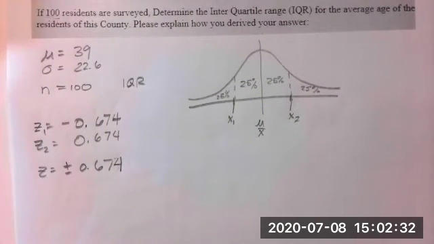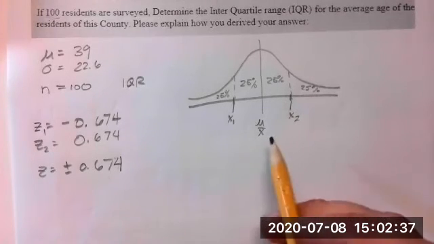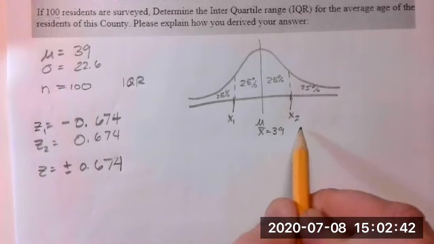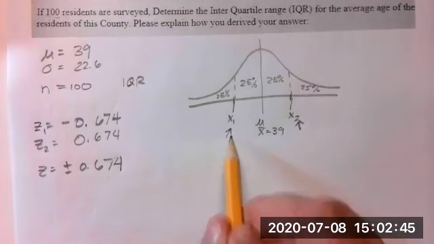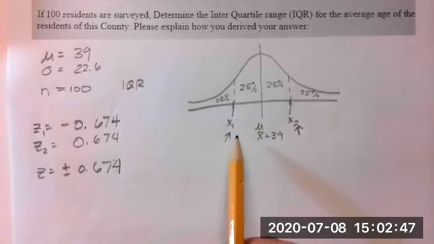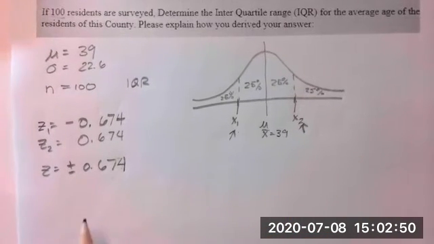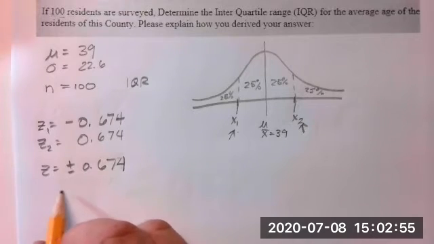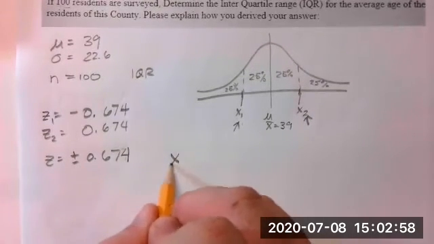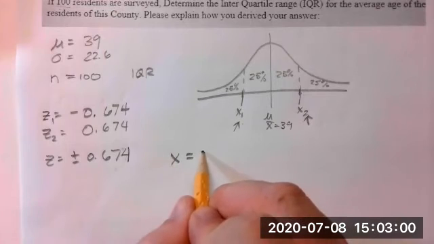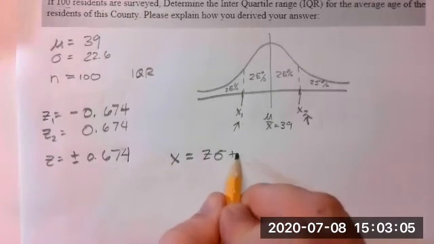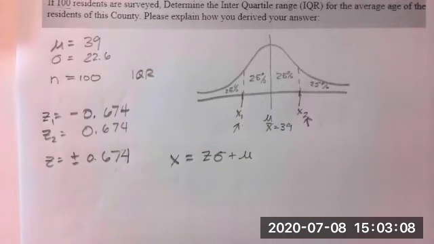Now we need to find the values that correspond to our data. We know that our average value here is 39, so we need to find the ages that correspond to these two values. We need to find x1 and x2. To find those, I can use the formula that says my x is equal to my z value times the standard deviation plus my average.